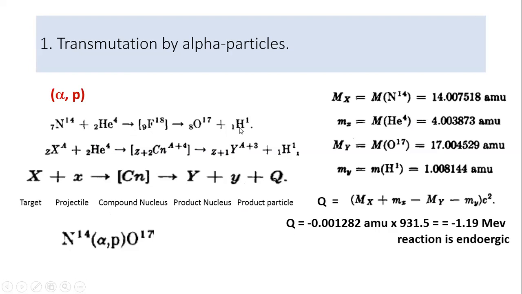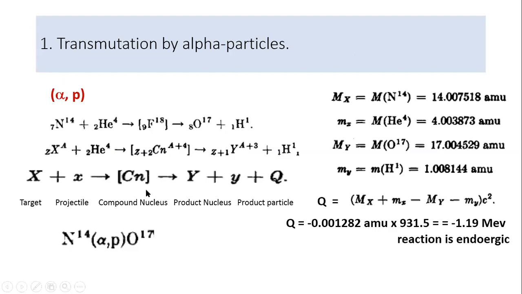So the example is here. This is the target, this one is the projectile because this is the heavier, this one the radioactive particle, and it is the alpha, and then it will form the compound nucleus. Further, it is converted into the product nucleus and the product particle. This is the heavier oxygen 17, that's why this is called the product nucleus. And proton 1 1, it is called the product particle because it is lighter. I'm just using the terms heavier and lighter to make it easier for you to understand which one is the target, projectile, product nucleus, or the product particle.